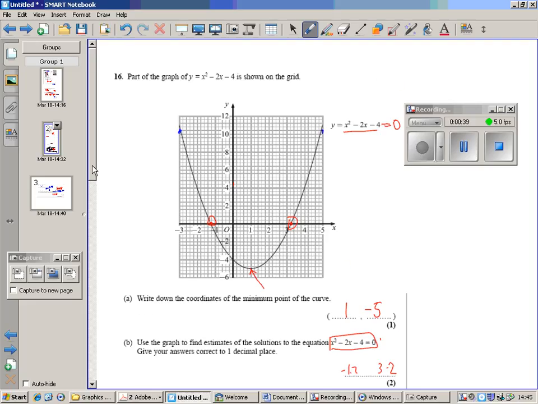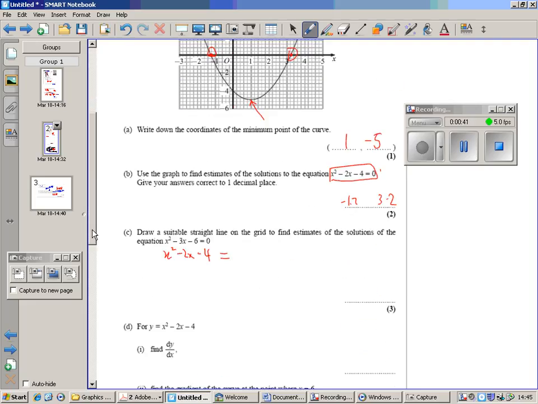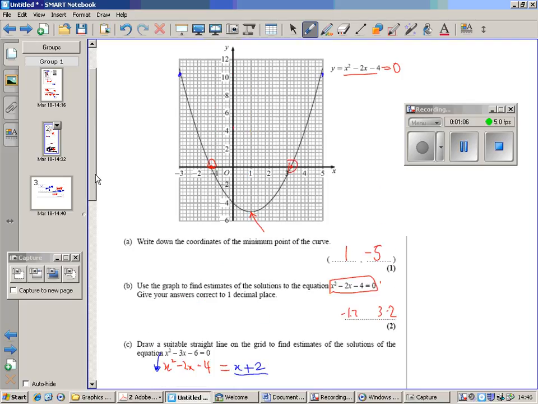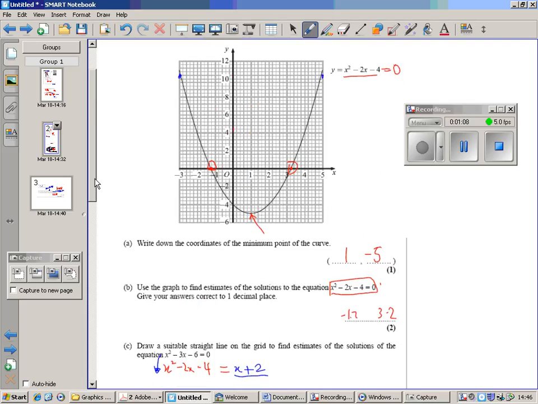Now, the next part is where it starts to get tricky. For the estimates of the solution of the equation, you first of all write down your graph underneath, and then equals, and this is the bit you need to work out. Now, to get from our graph to this one, what have you done? Well, to get from minus 3x to minus 2x, you've added an x. And to get from minus 6 to minus 4, you've added 2. So we need to now go back to our graph and draw the line y equals x plus 2 on the graph. Well, y equals x plus 2 goes through 2 and has a gradient of 1.